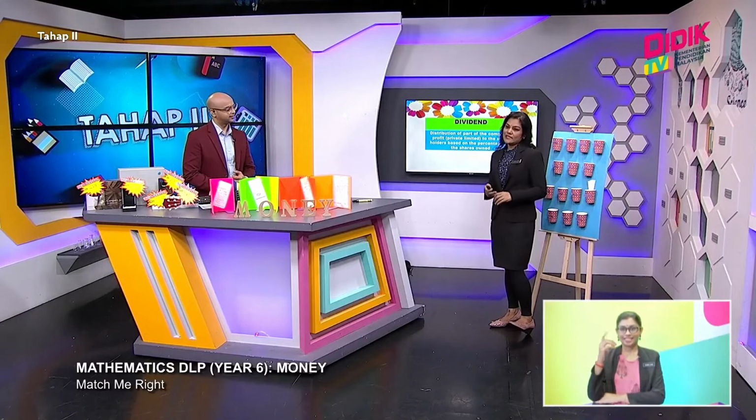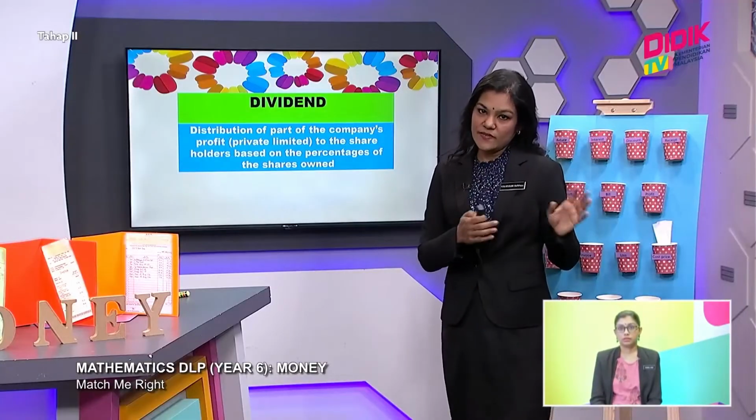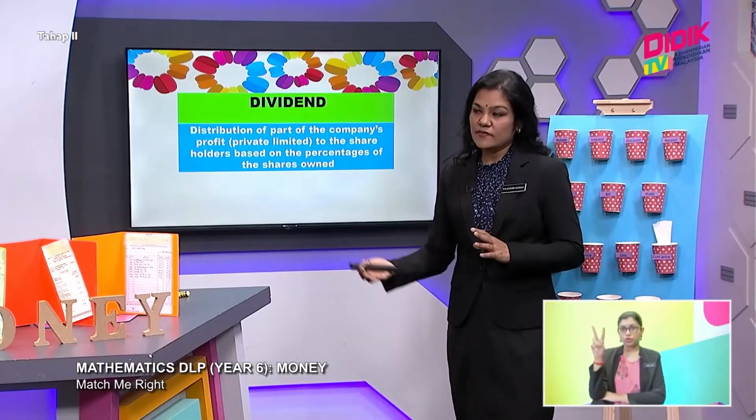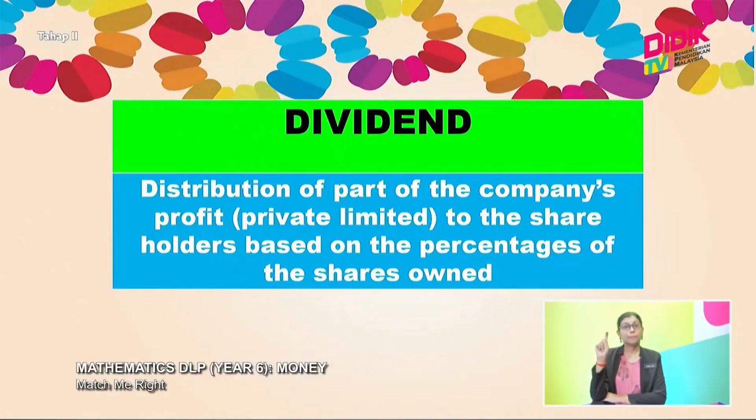And how about dividend? That's a good question. I'm not so sure. Dividends come under investment. You already know what is saving and what is investment. So for investment, we get the dividend. It's also an amount of money that we receive, a distribution of part of the company's profit. They distribute part of their profit to the shareholders, normally in a private limited company, based on the percentages of the shares that they own.